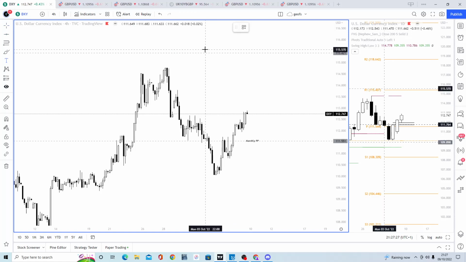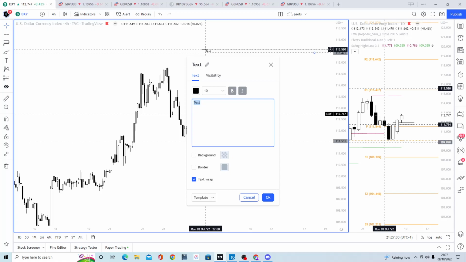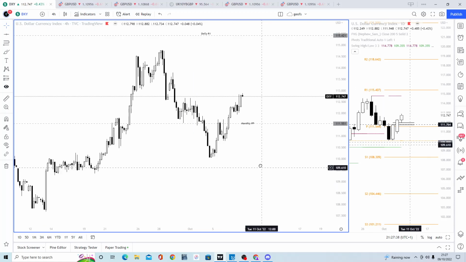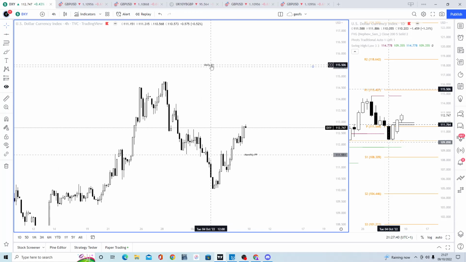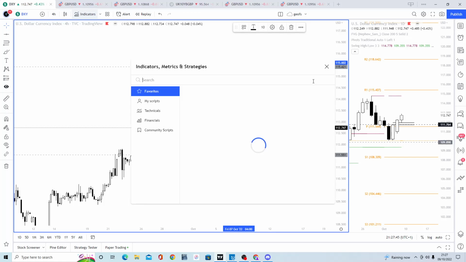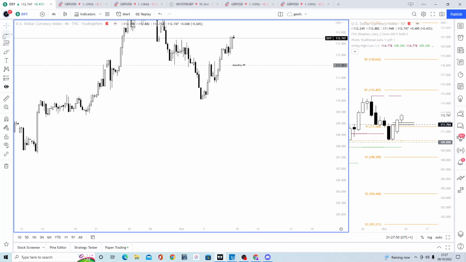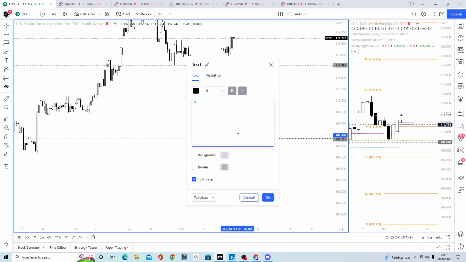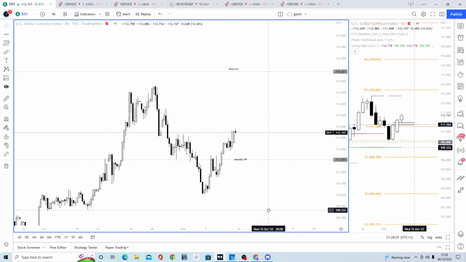I could just use the indicator. I just don't like it on the main screen for some reason. It's just personal preference. You could easily just use the indicator. I prefer to draw it myself. I don't know why. But you could easily just stick the indicator on if you like. It's not daily, it's monthly.